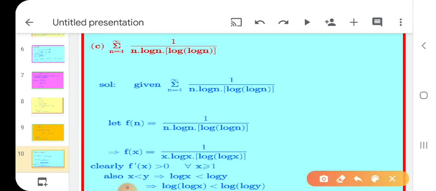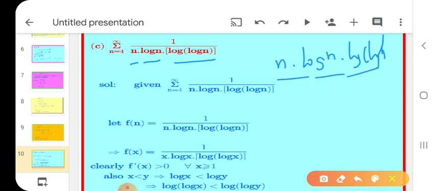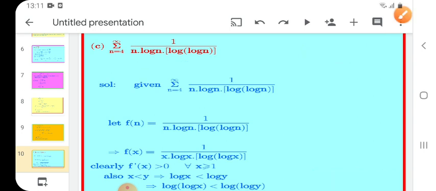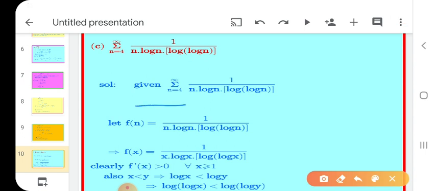Summation n equals 4 to infinity. What is the value of n here? From 4 to infinity, 1 by n into log n into log of log n. Here we have 3 terms: n, log n, and log of log n. Clearly, see here, first the given series is this one. Let f of n equal 1 by n log n log of log n. That implies f of x is 1 by x log x log of log x. Clearly, f dash x is greater than 0. Simply we write here, for all x greater than or equal to 1.